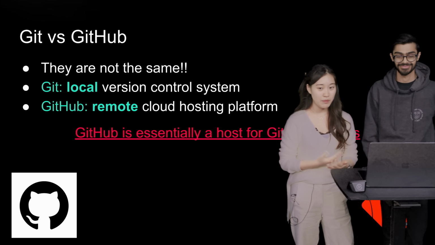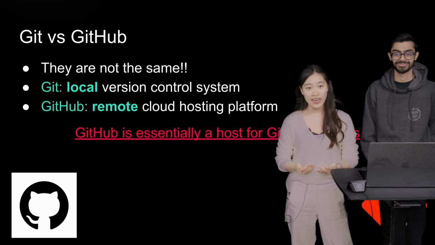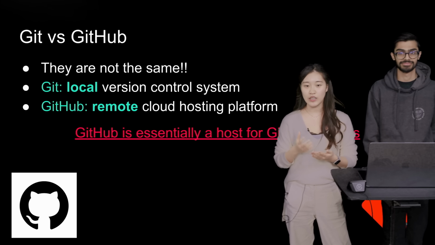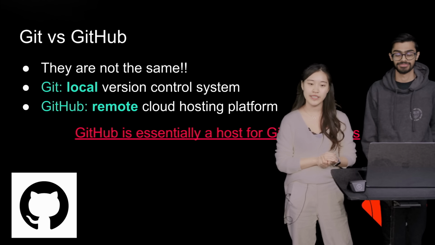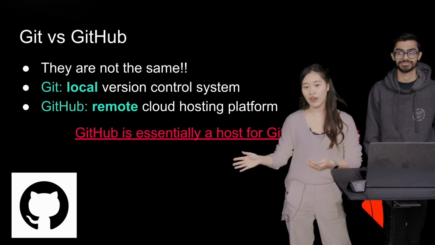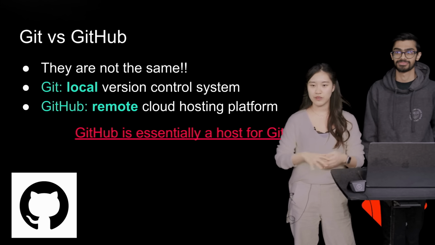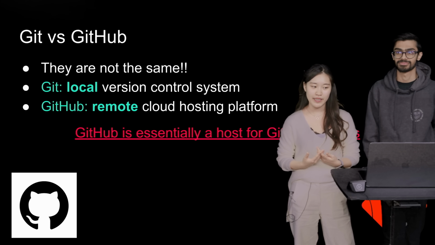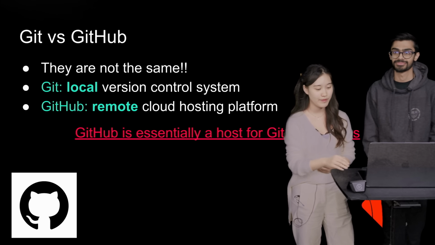So we did kind of touch upon this, but Git and GitHub are not the same things. Again, Git is a local version control system and all stored locally, whereas GitHub is stored remotely on a cloud hosting platform. So an easy way to think about this is GitHub is a host for Git repositories.